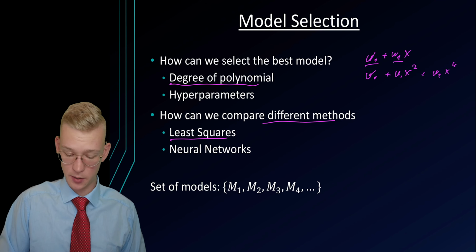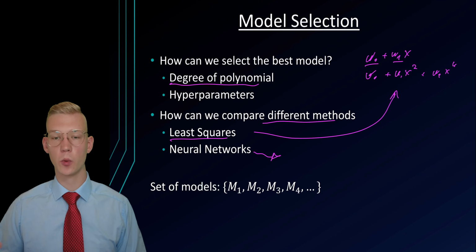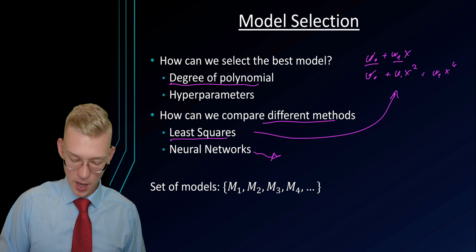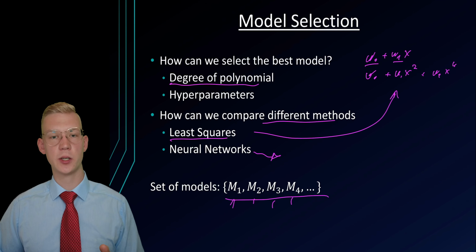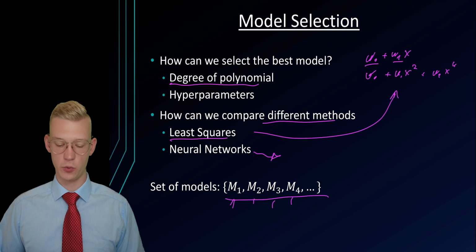One model is the linear least squares, for example, and one model will use neural networks that we will talk about later. So we have now a set of models, model 1, 2, 3, and 4, and we're interested, well, what is the best model of those?